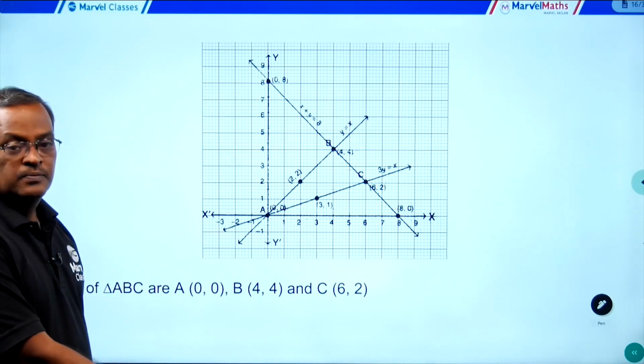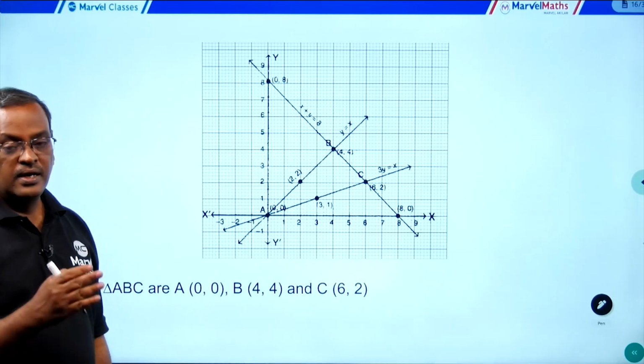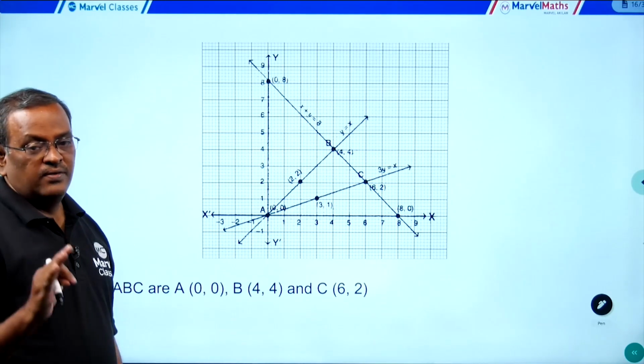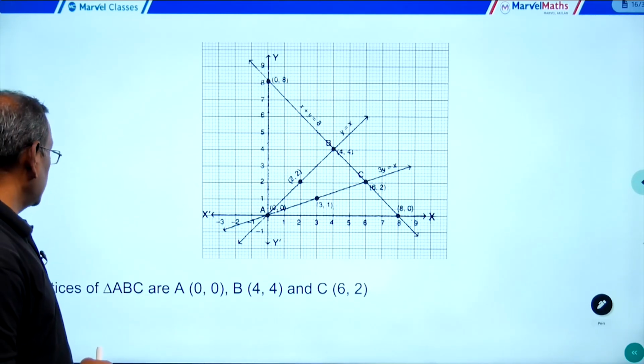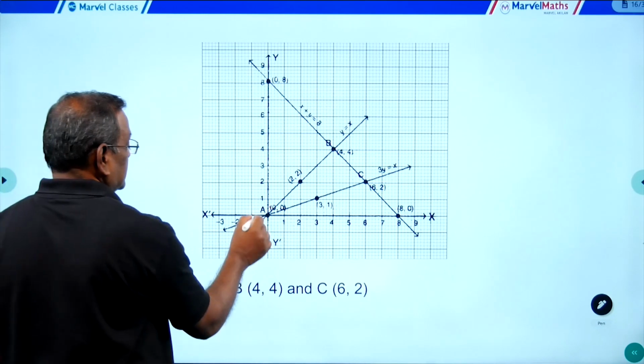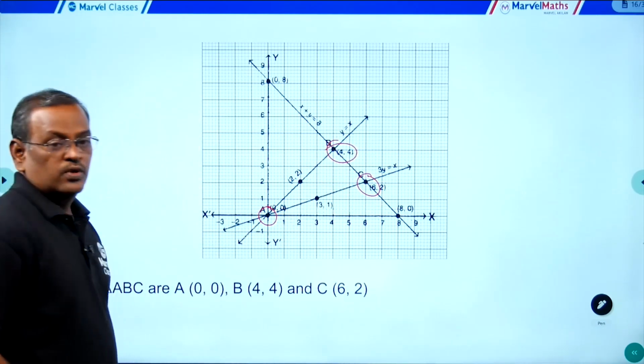But now here, the question is not to find the solution, because it is not a pair of linear equations. It is a system of linear equations. 3 equations are there, the graph is mentioned. Now the question is to find the vertices of the triangle. So what are the vertices? One vertex is 0, 0, the other vertex is 6, 2, and the third vertex is 4, 4.